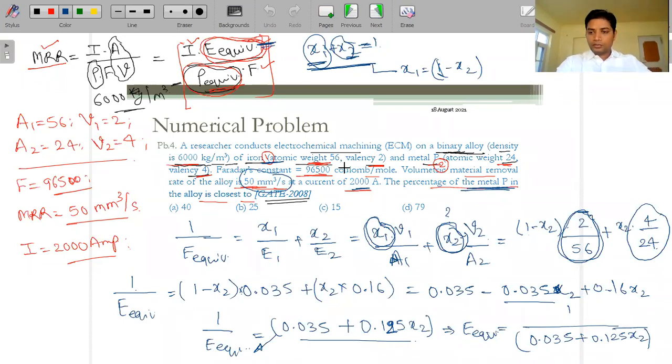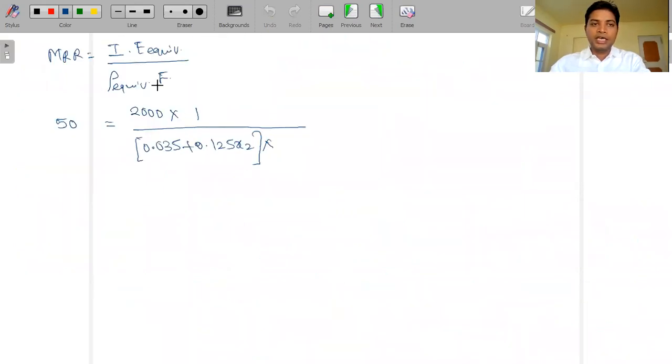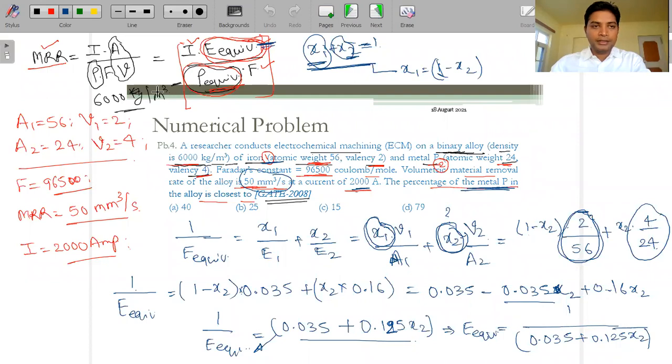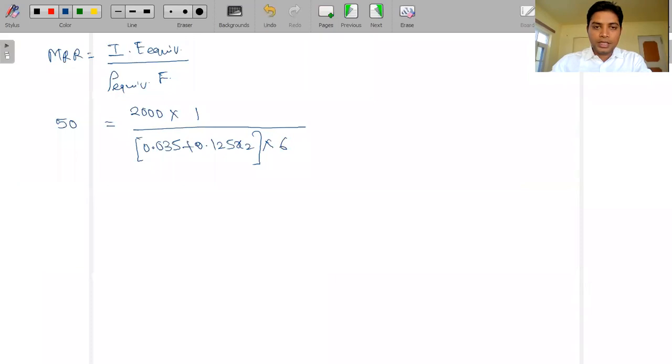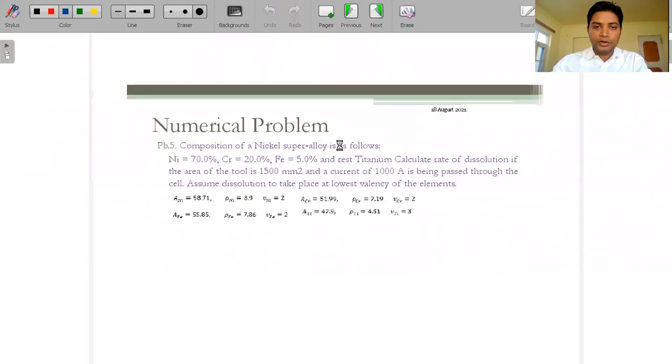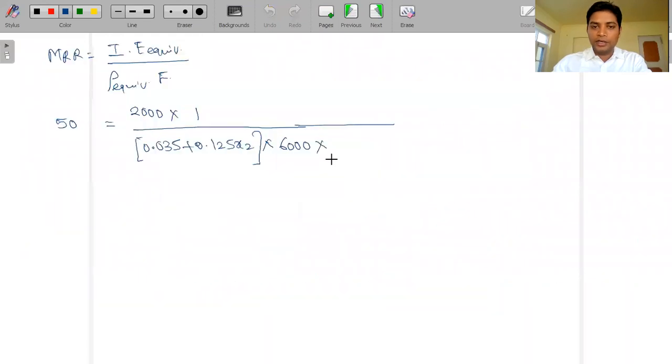Okay. So this is the E equivalent value. Rho equivalent is how much? That is 6,000 kg per meter cube. Okay. Into F value, which is given to you as 96,500.